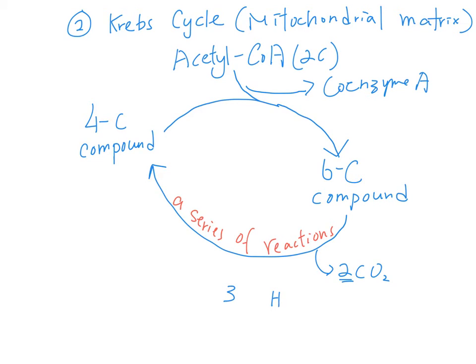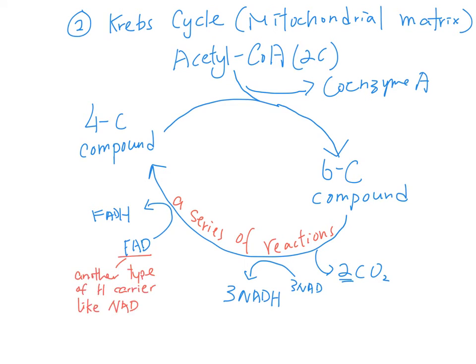out. Some H atoms will also be given out, and these H atoms, just like before, will be taken up by the carrier NAD to form NADH. NADH will release more ATP later. Now, some H will not be carried by the NAD carrier. There is another carrier in the cell called the FAD, so some H will be carried by the FAD to form FADH. It is just another H carrier, and FADH will also be used for giving out more ATP later.